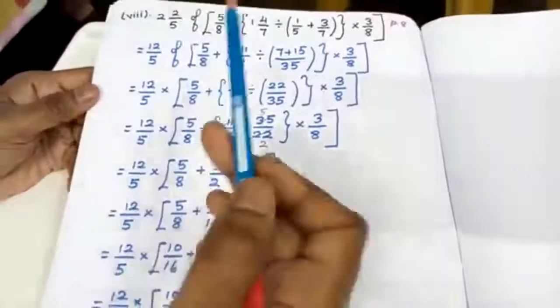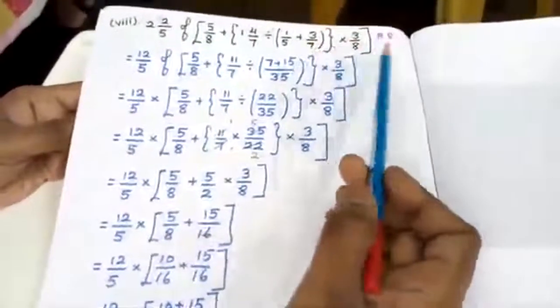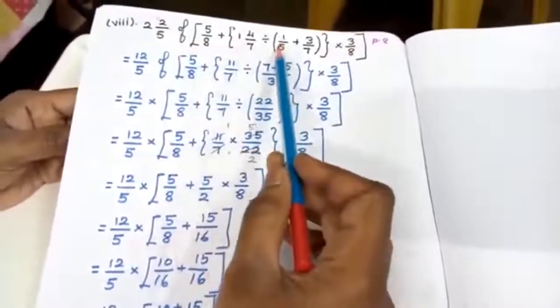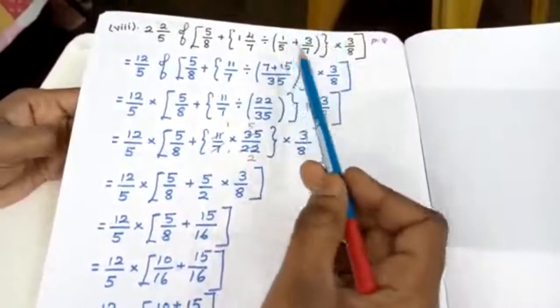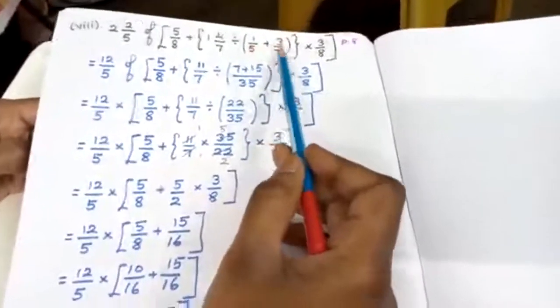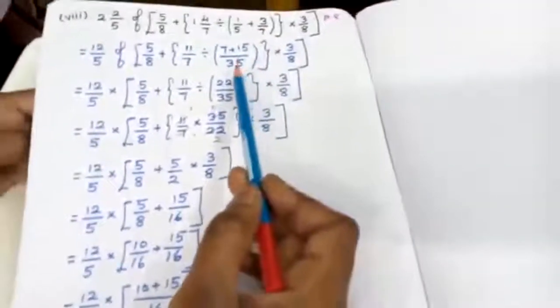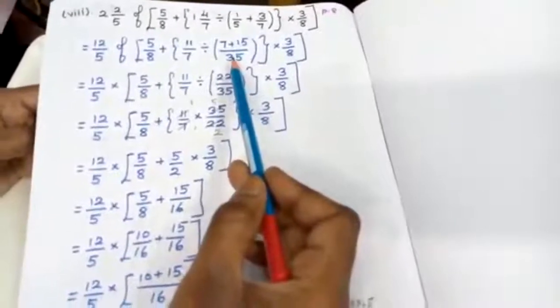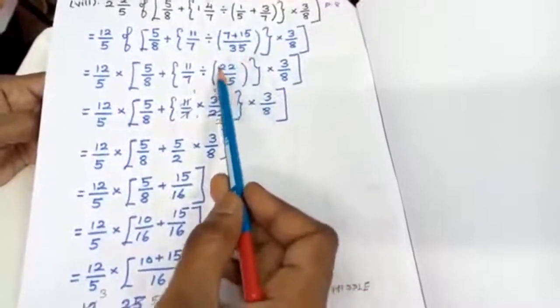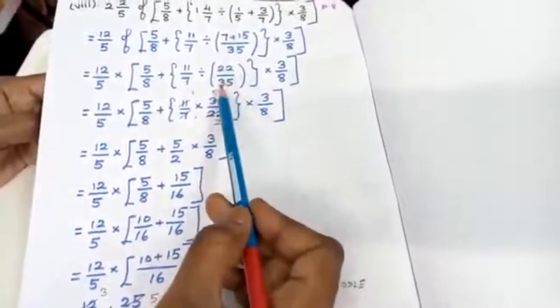Last question, question number 8, students. So if you come to question number 8, here also we are having square bracket, flower bracket and open bracket. The main concept is go to the innermost part. 1 by 5 plus 3 by 7. Solve this one, students. After solving, taking LCM, making the denominator same. After solving, I am getting the answer as 22 by 35.